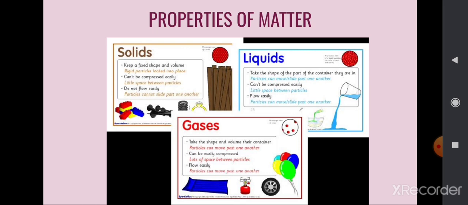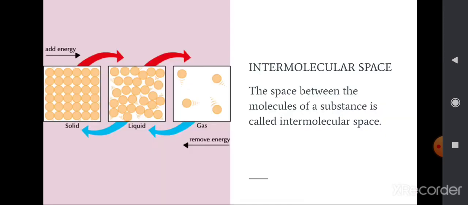Gas. Why does the smell of perfume spread in the room? It is because gases occupy all the space available to them. Gases have no definite shape and no definite volume. What is meant by intermolecular space? The space between the molecules of a substance is called intermolecular space.